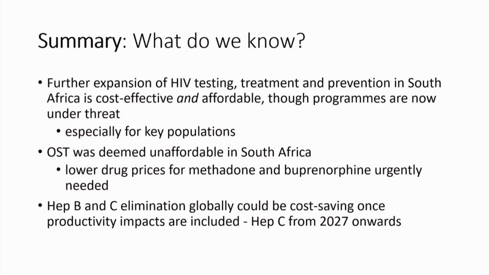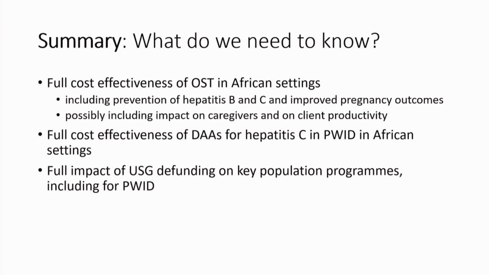Okay, so in summary, what do we know, what don't we? What we know is that for South Africa, further expansion of HIV testing, treatment, and prevention is cost-effective and has been affordable every time in the last 15 years that we looked. Programs are now under threat, in particular for key populations. When we last did this analysis, OAT was deemed unaffordable in South Africa. We urgently need in South Africa, in the region, lower drug prices for both methadone and buprenorphine, which wasn't included in this analysis, but would be a much more effective alternative, as we know. And both hepatitis B and C elimination could be cost-saving once you include productivity impacts, and hepatitis C from as soon as 2027 onwards.